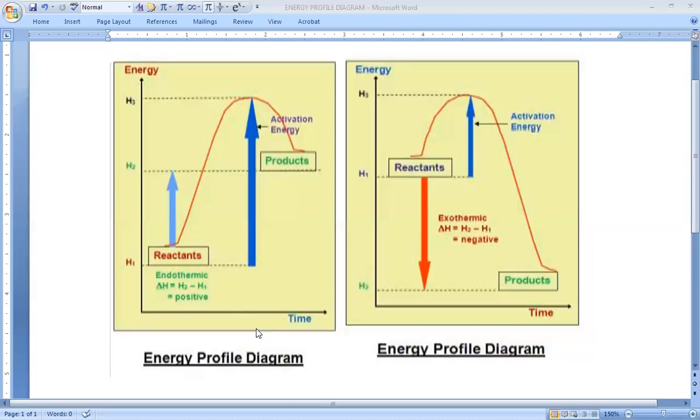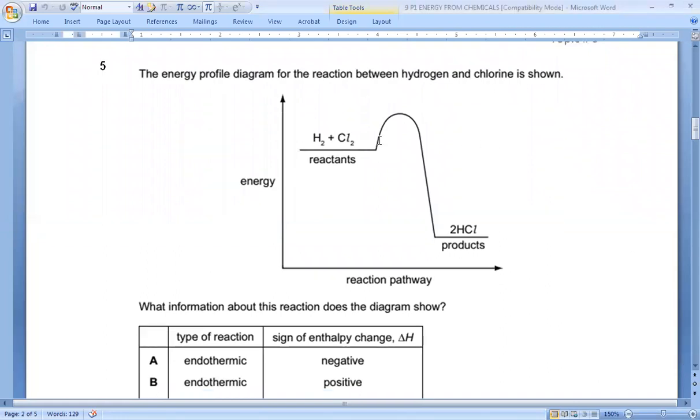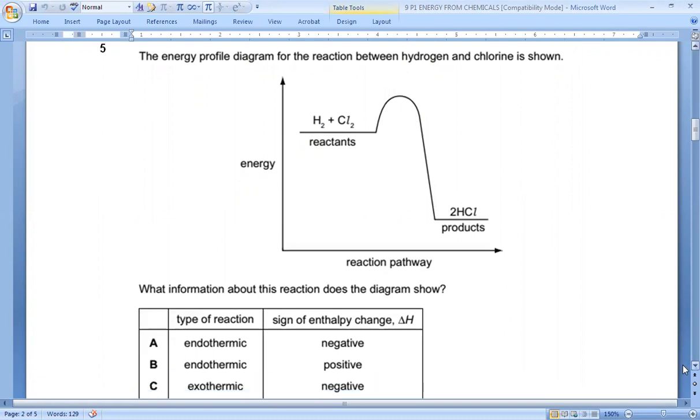Now we have to discuss the question again. How do we draw the energy profile diagram in the questions given? The reaction pathway is given here. The energy profile diagram for the reaction between hydrogen and chlorine is shown. One thing should be learned by heart and kept in mind: in this type of reaction, when the reactants are on the upper side and the products are on the lower side, it must be an exothermic reaction. So for question number 5, some information is given here.